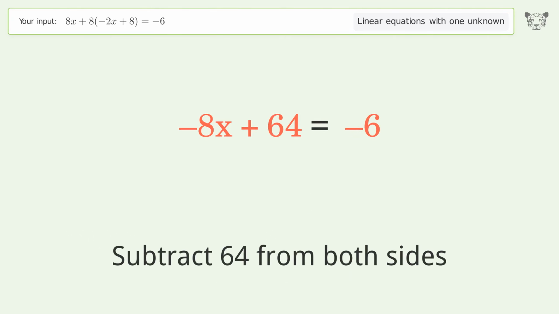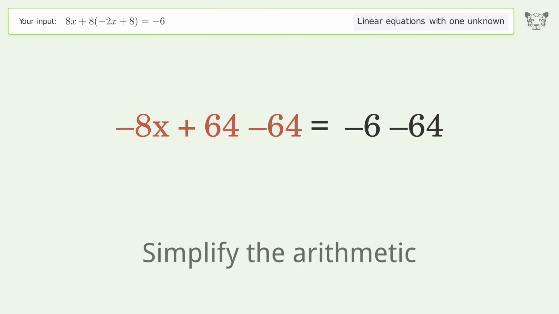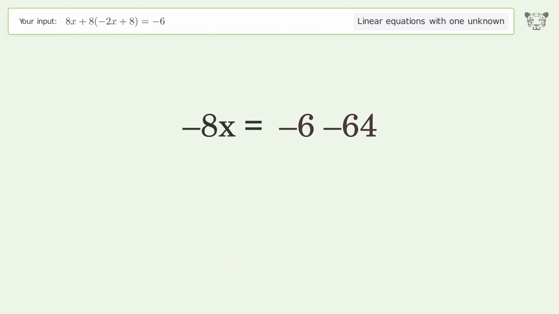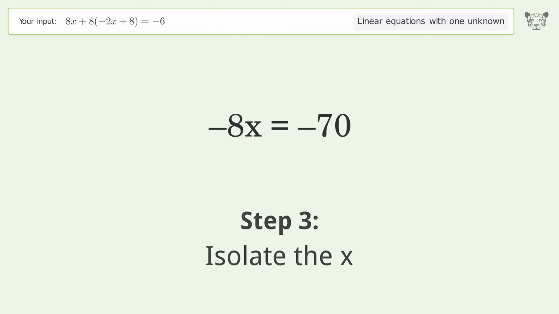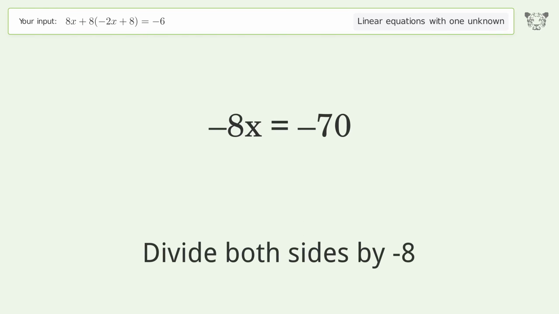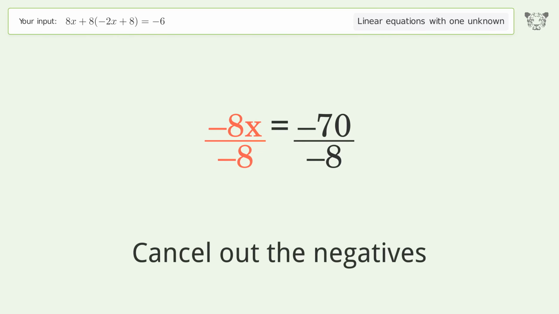Subtract 64 from both sides. Simplify the arithmetic. Isolate the x. Divide both sides by -8. Cancel out the negatives.